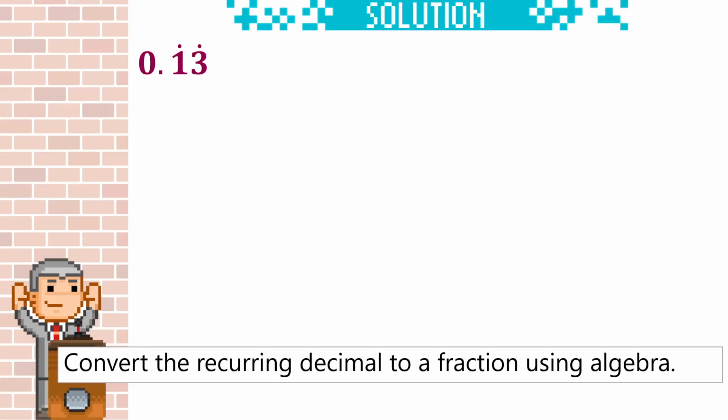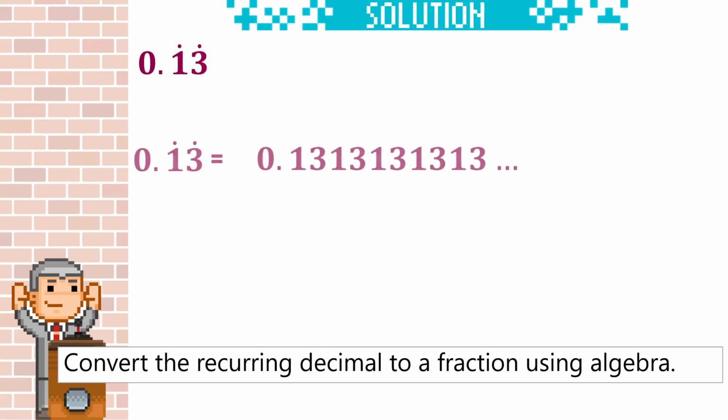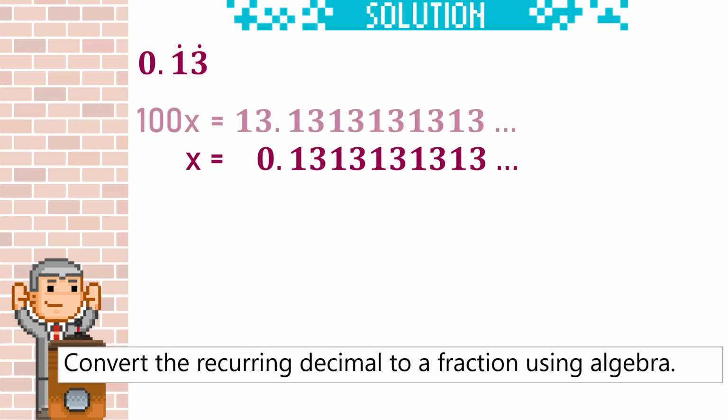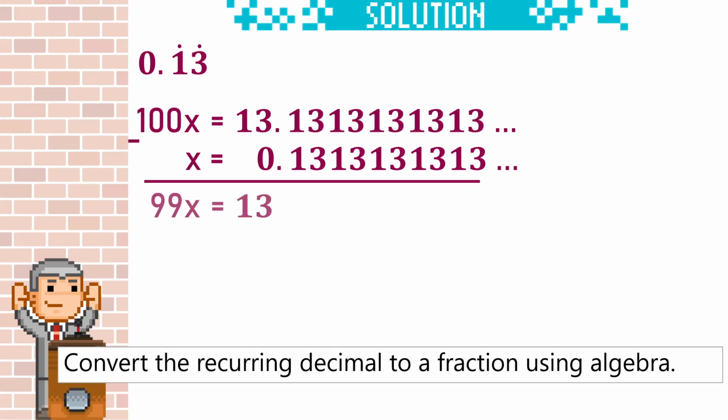This time there are 2 digits repeating, so we first of all write out a little bit of the sequence and we label this as x, but we're going to have to times this by 100 now to get the 1 and the 3 in front of the decimal point. Next we subtract, so 100x take away x is 99x, and the 13.1313 take away the 0.1313 will just get rid of the repeating sequence, so we'll leave 13. Finally, we divide both sides by 99, so x equals 13 divided by 99, or 13 over 99.